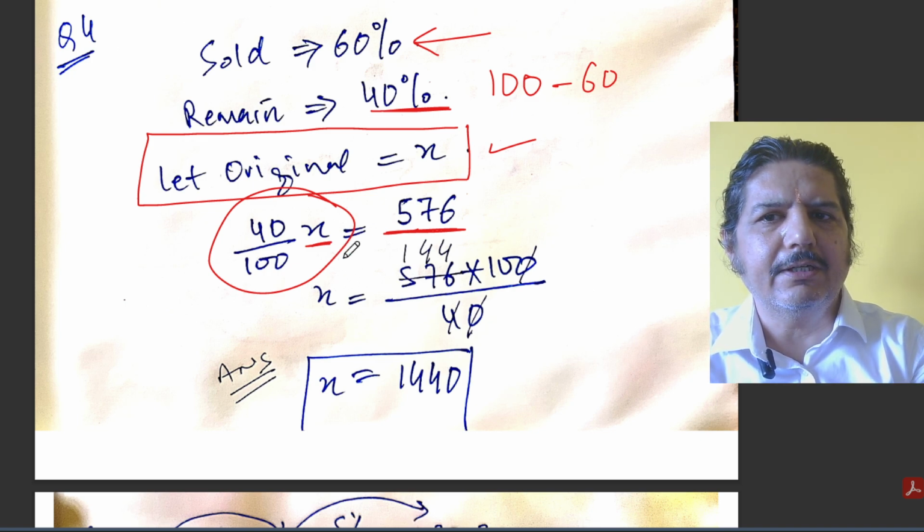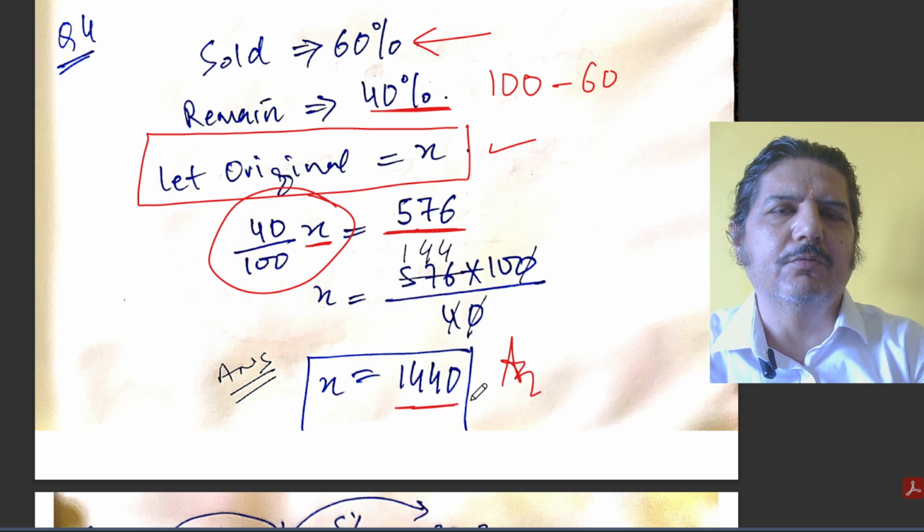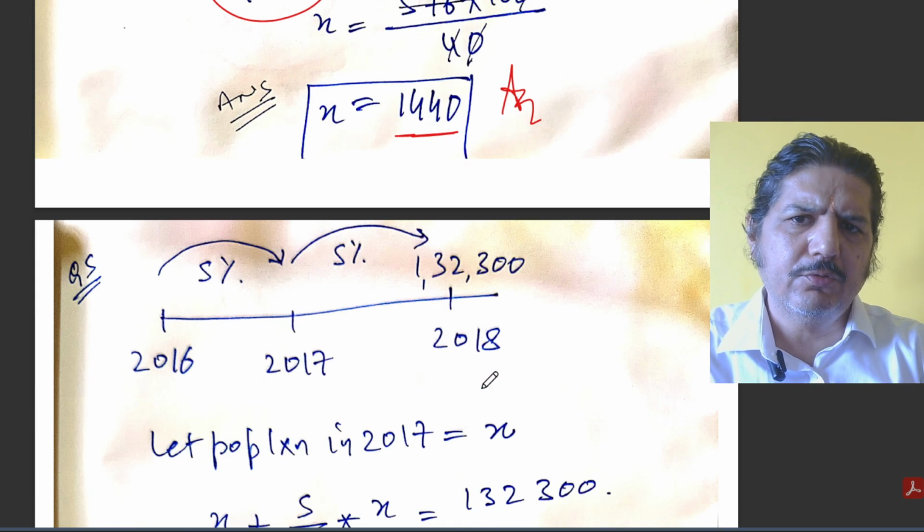So again we solve for X, take the reciprocal of 40 upon 100, and then the total is equal to 1440 upon 40. So this is also one of the easy questions.